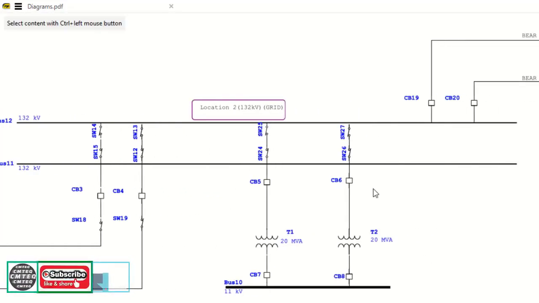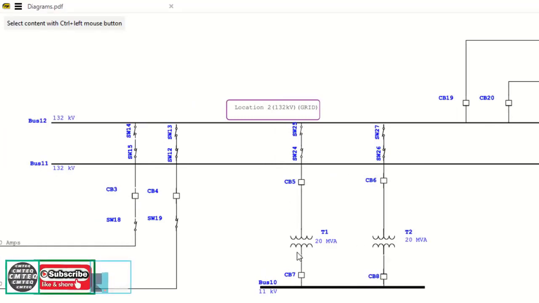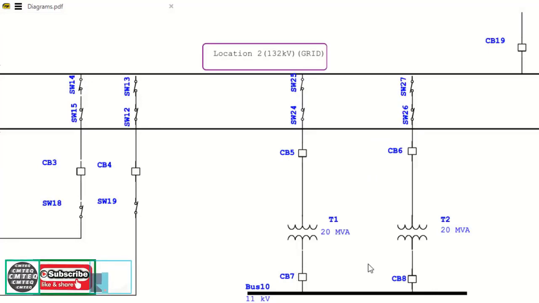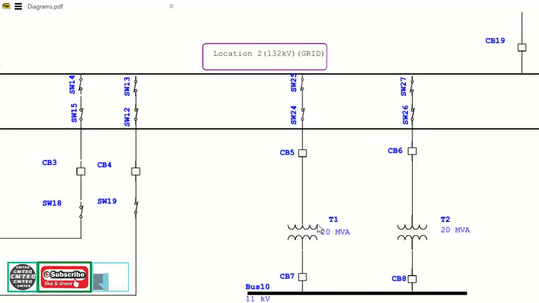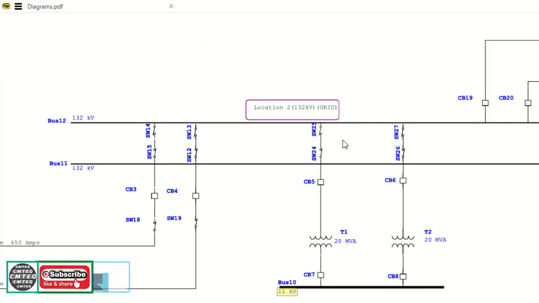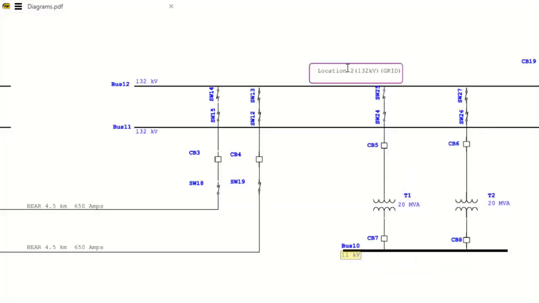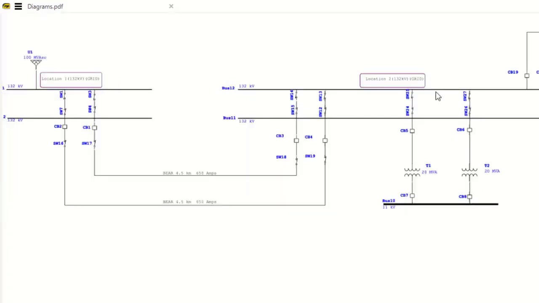Now from this substation, as we can see, there are 2 transformers, T1 and T2, with 2 circuit breakers. You can see these transformers are stepping down from 132 to 11 kilovolt. This could be a remote location, a small town. The small town will have a small substation constructed to extract power from the 132 kilovolt to a low-level substation at 11 kilovolt for distribution. So that is busbar 2.